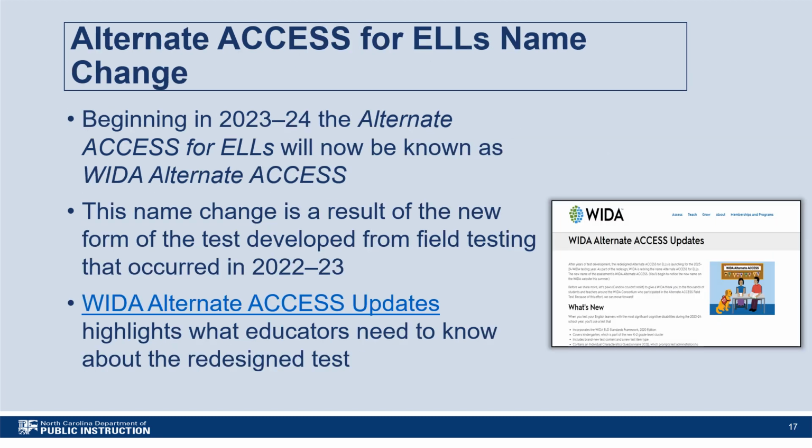Beginning with the 2023-24 year, the Alternate ACCESS for ELLs test will be replaced by a new version of the test, which will be named the WIDA Alternate ACCESS. This test was developed from field test activities that occurred during the 2022-23 testing cycle. Educators can access information about this redesigned test through the WIDA Alternate ACCESS Updates webpage, which is linked and shown in the screen snag at the right.